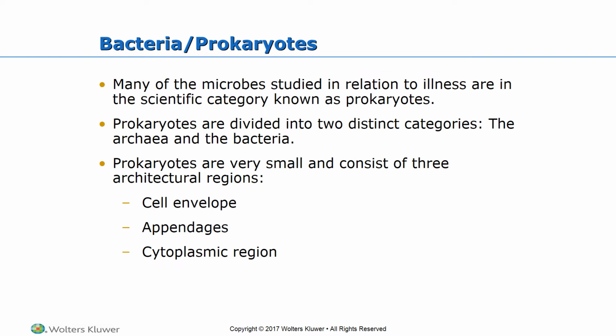They're very small. They have a cell envelope, right, or the skin, if you will. Appendages, their arms and legs, or cilia, flagellae, those little appendages that allow them to move. And then the cytoplasmic region inside, where all of the life processes are going on inside that bacteria, much like a human, only on a single cell.